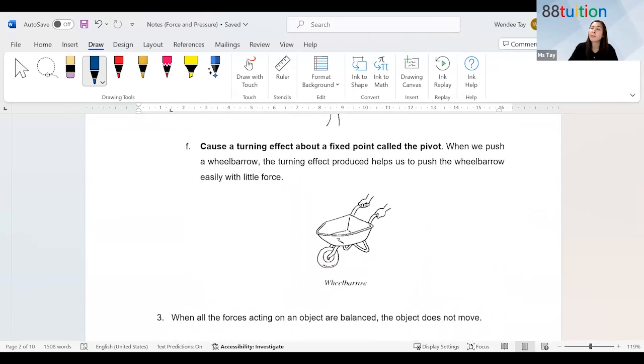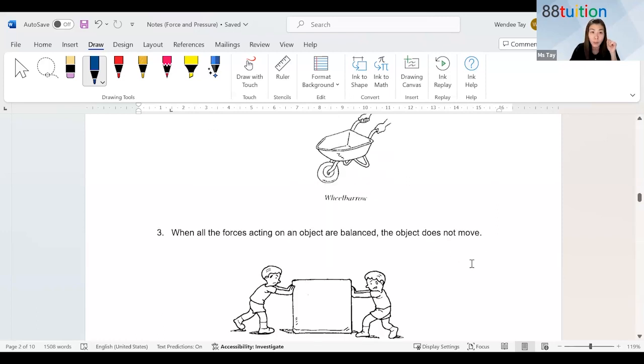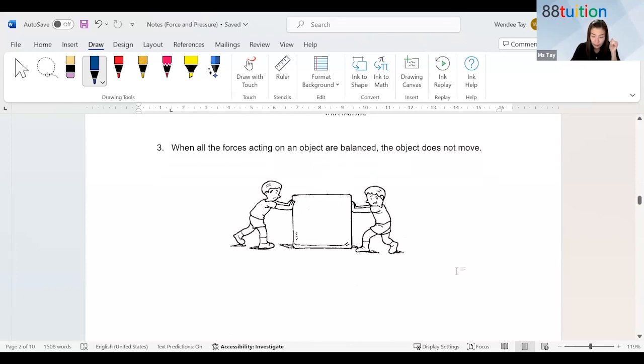Turning effect is not exactly tested in Sec 2. So this is not one area of focus, but work done, we will be talking about it, but not today's lesson. Today's lesson is more like a recap of what you have learned in primary school, plus a little bit more for Sec 2.